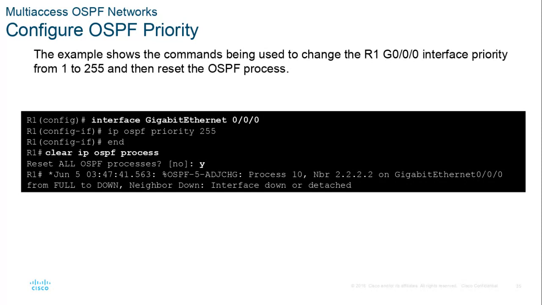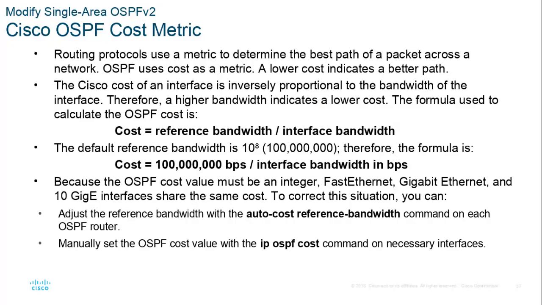And it'll prompt me, do you really want to do this? Say yes. And it'll go through the process again, going to the down state, the init state, the two-way state, and go back to the full state eventually. Okay, by default, look at this cost metric.